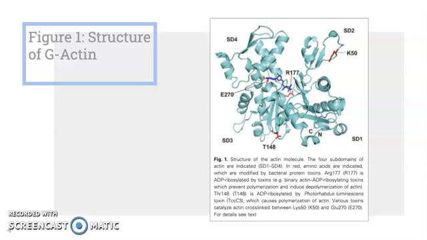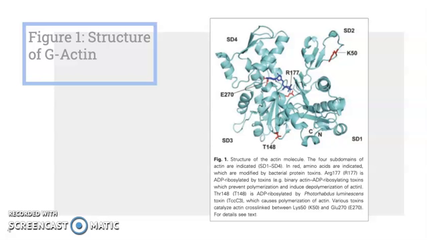Arginine 177, which is shown as R177, is ADP ribosylated by toxins. These toxins induce the depolymerization of actin. Threonine 148, which is shown as T148, is ADP ribosylated by Photorhabdus luminescens toxin, which is also known as TccC3. This toxin causes polymerization of actin.